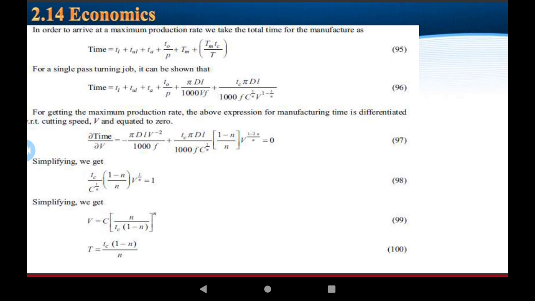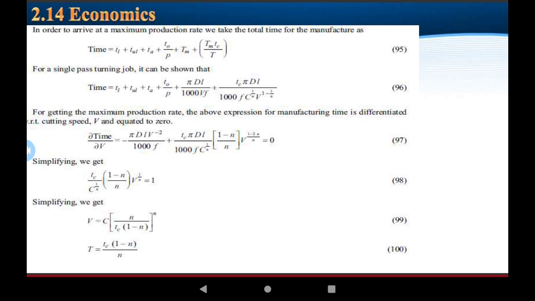Simplifying, we get this formula: T upon Tc upon T, C to the power 1/n, (1 minus n)/n, and V to the power 1/n equal to 1. Simplifying further, we find the value of V equal to C bracket n upon Tc (1 minus n) to the power n. We simplify this formula to find the total cost of production rate for T equal to Tc (1 minus n)/n.